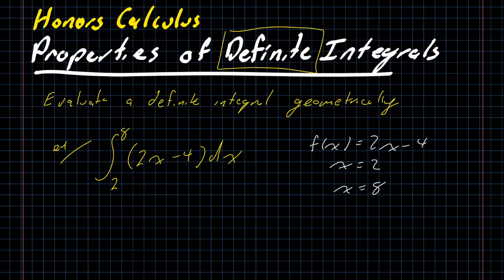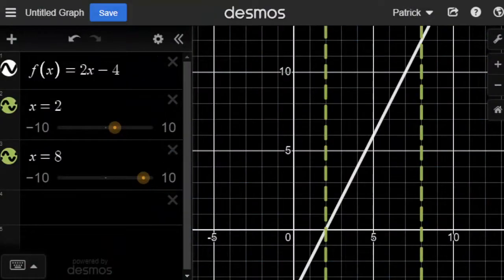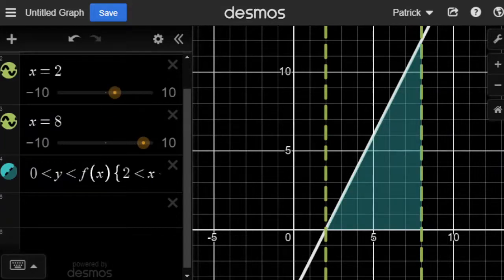I can try graphing the function that I'm integrating, 2x minus 4, and the limits of integration, x equals 2 and x equals 8. If I can remember which button it is, there we go. I can jump over to Desmos and graph that pretty quickly. And so if we fill in bounded by the function, bounded by the left and right endpoints on x, and bounded by the x-axis, we get this nice triangular region that we're trying to calculate the area on.